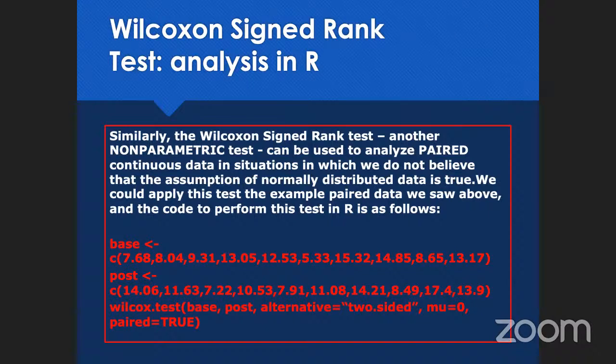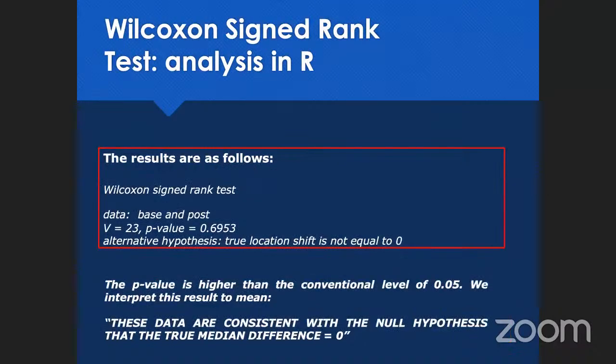Similarly, the Wilcoxon signed rank test, which is another non-parametric test, can be used to analyze paired continuous data in a situation in which we don't believe that the assumption of normally distributed data is true. So we could apply this test to the example of the paired data that we saw before, and code it in our program to perform this test. The results will indicate that the p-value is higher than the conventional level of 0.05, and we can interpret this as these data being consistent with the null hypothesis that the true median difference is 0.